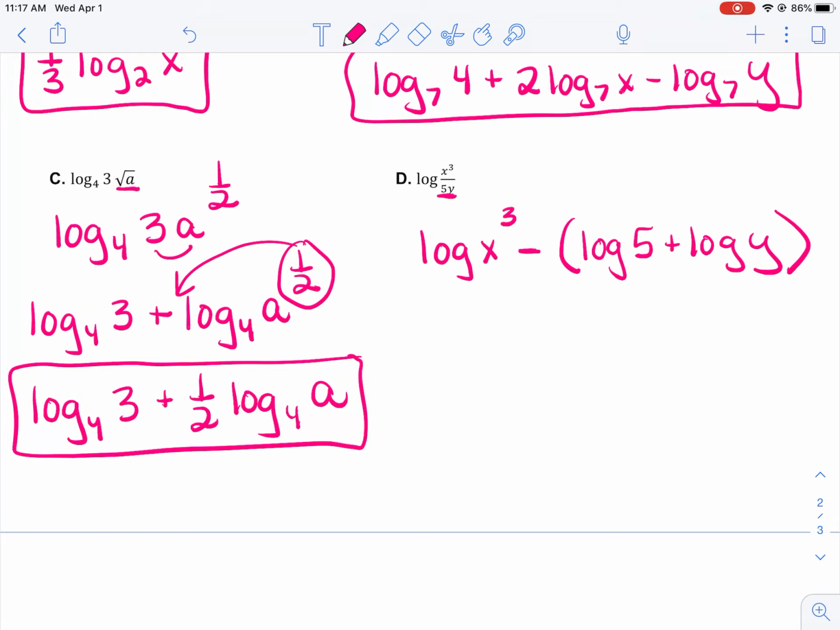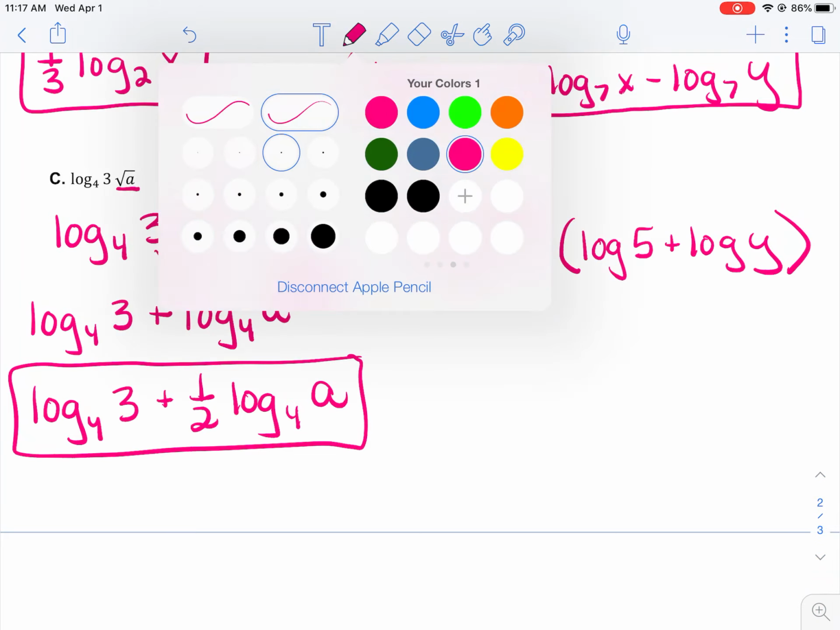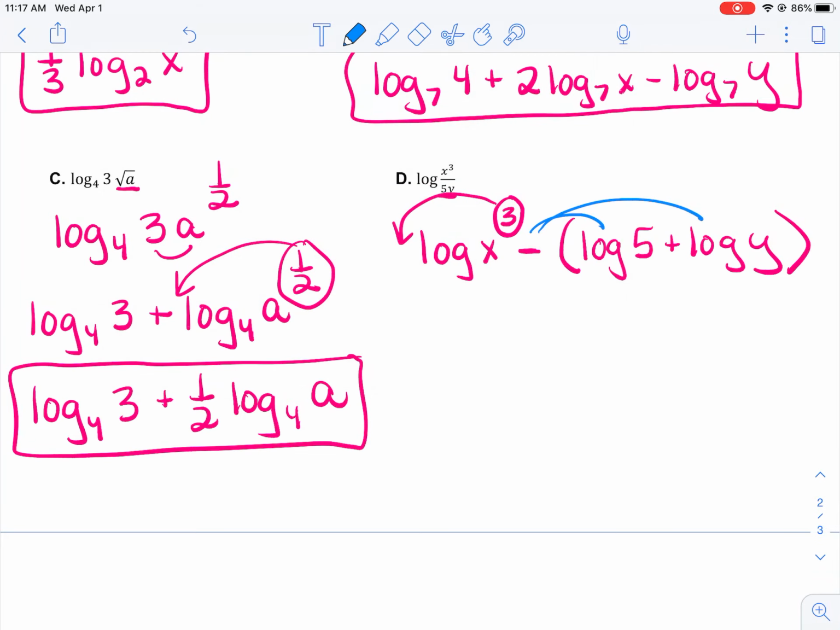Okay, so notice now we're taking the x, so this tells me the x cubed is in the numerator, and then 5y is in the denominator. We're dividing by that product. Okay, so to simplify this completely, I'm going to put the 3 in front, and then I'm also going to go ahead and distribute my minus sign. Okay, so the final answer for this one is going to be 3 times log x minus log 5 minus log y.